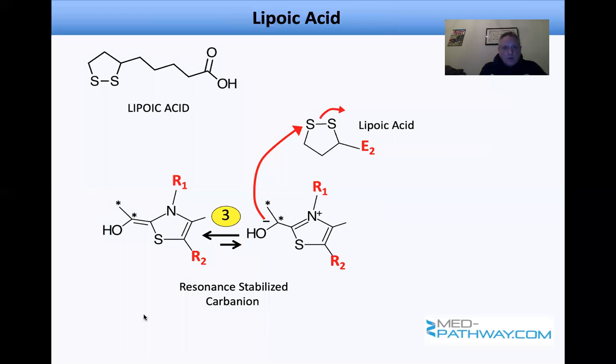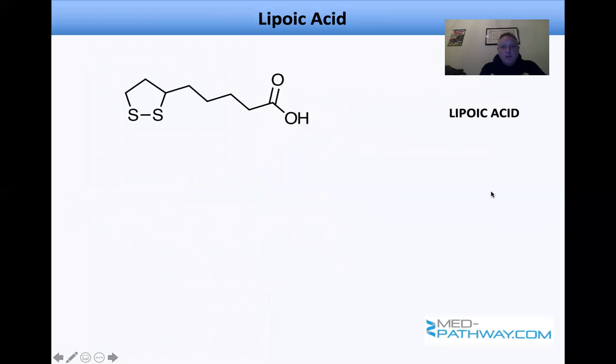And what we do is we use lipoic acid. Here's lipoic acid right here. This negative carbanion attacks one of the sulfur groups, lipoic acid. And if you think about lipoic acid a little further, what you recognize is that it has 8 carbons.